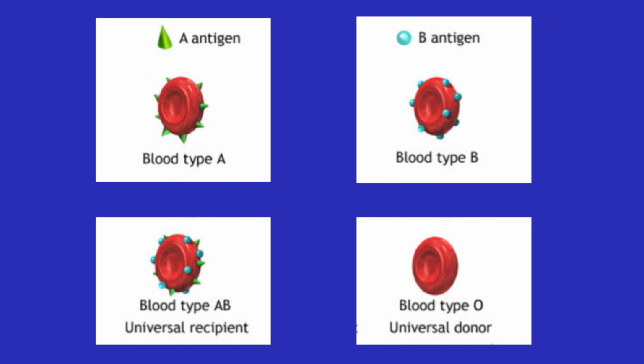The bad news is that blood type O cannot receive type A, type B, or type AB. But the good news, if you're type AB, is that you can receive all three blood types, and so you are called the universal recipient.